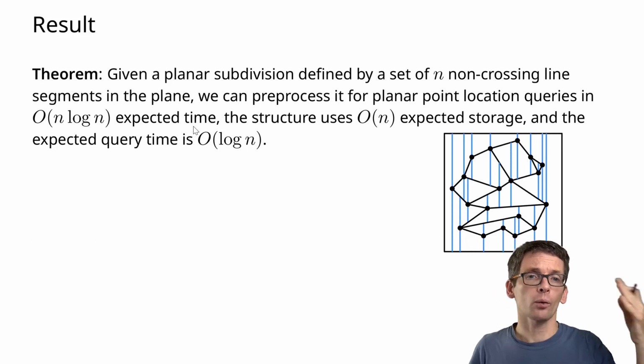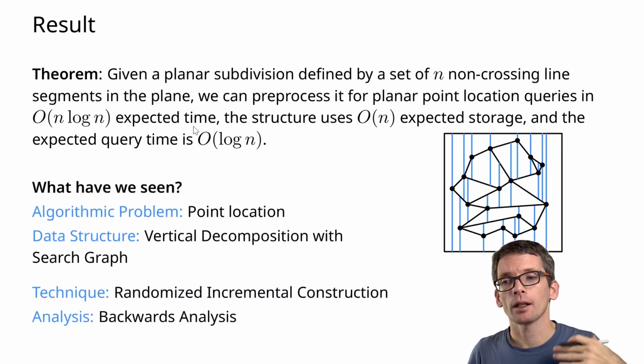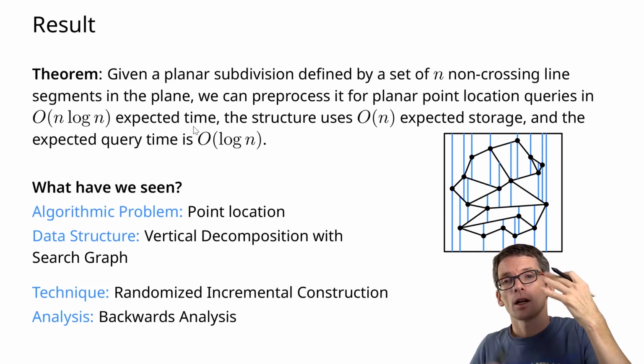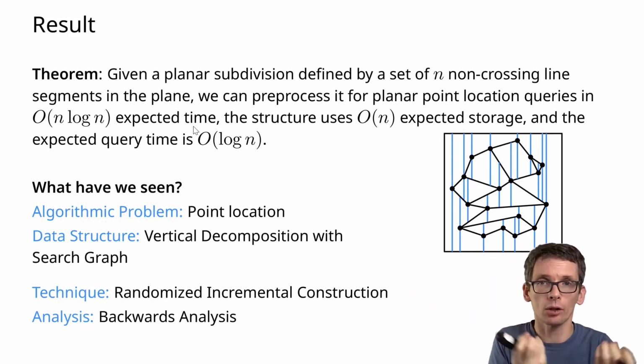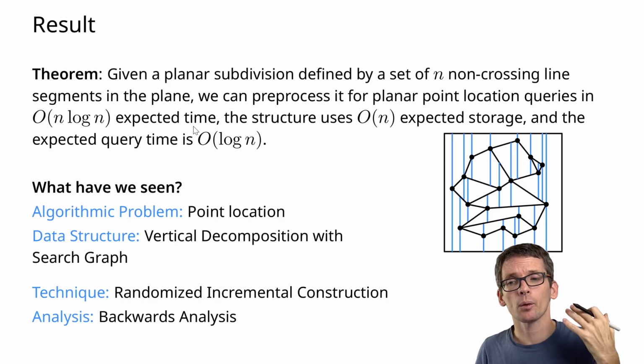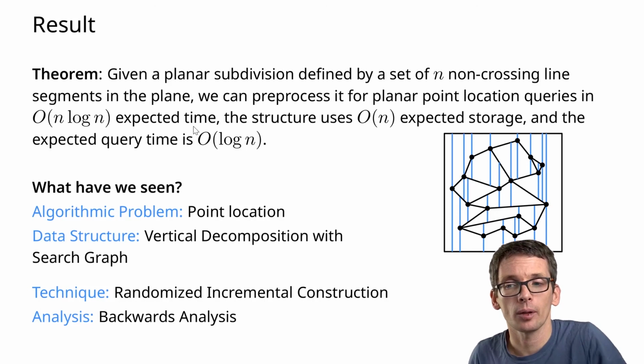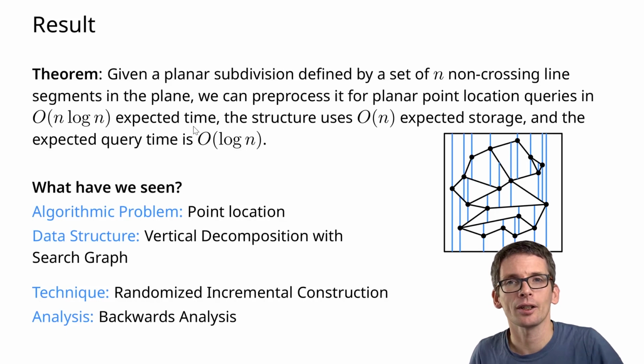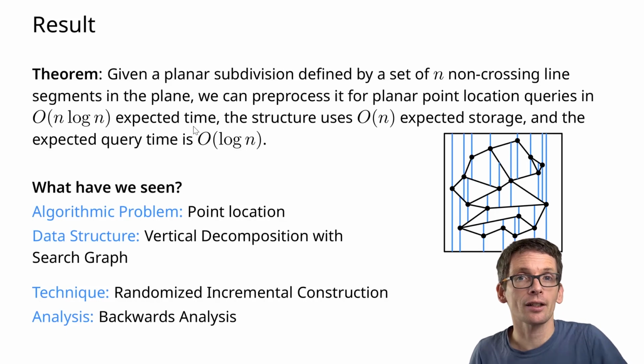So overall, what have we seen? We've been looking at the problem of point location as a data structure. We've seen a vertical decomposition together with a search structure. The technique that we were using was a randomized incremental construction, and we analyzed that randomized incremental construction using a backwards analysis, and that's all for today.